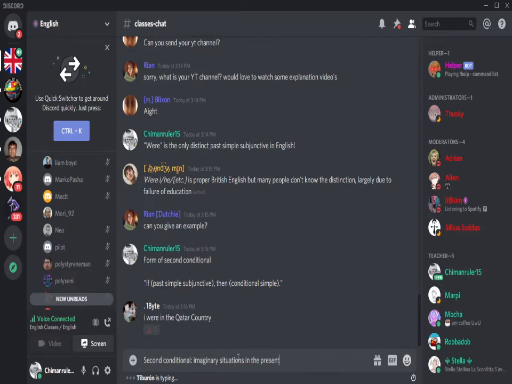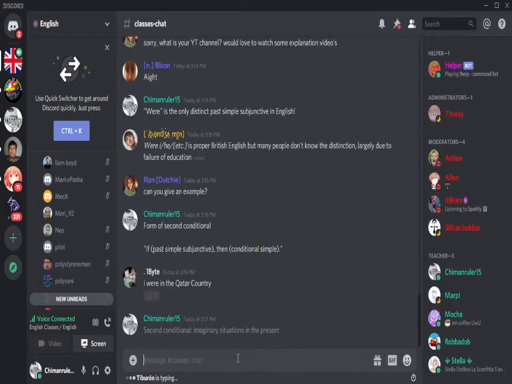I would go for a jog. That's the usage of the conditional simple. I get what you mean, but that's the usage of the conditional simple. So for the second conditional, you'd have to include another clause in the past simple subjunctive. Joking. So the second conditional talks about imaginary or hypothetical situations in the present.